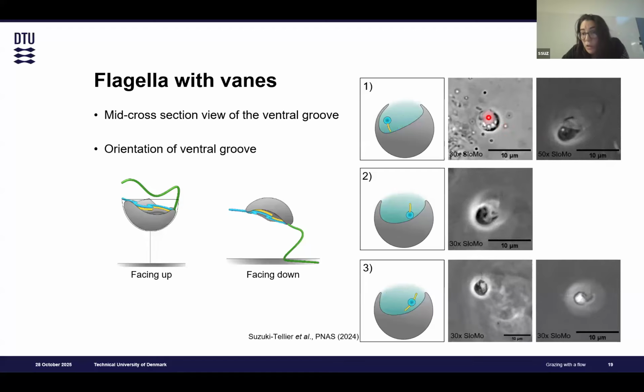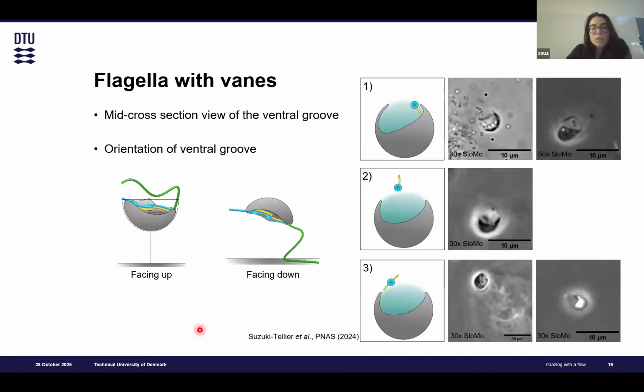We were actually able to observe the veins with the microscope, which had not been done before, and confirm the direction of the vein while they are beating and clearing great amounts of water. We also saw possibilities of different directions of this ventral groove, whether it was facing up from the surface or facing down. So there were many different possibilities and configurations to produce these feeding currents.